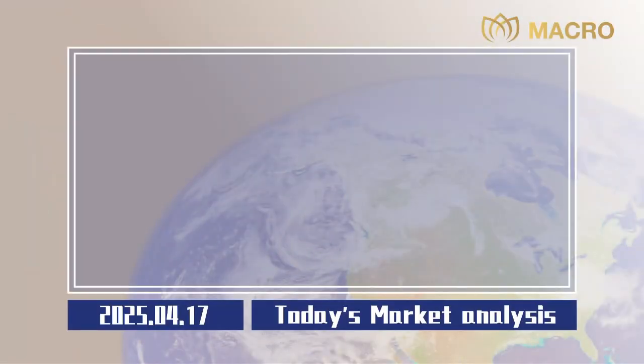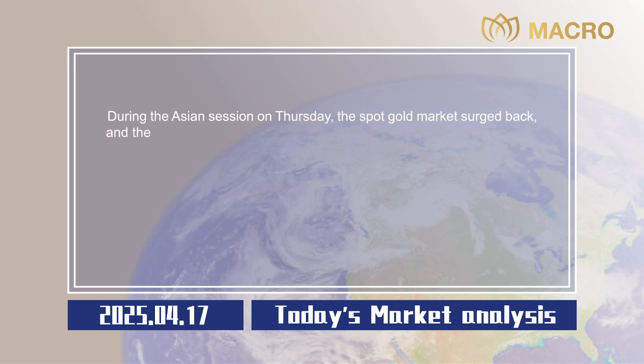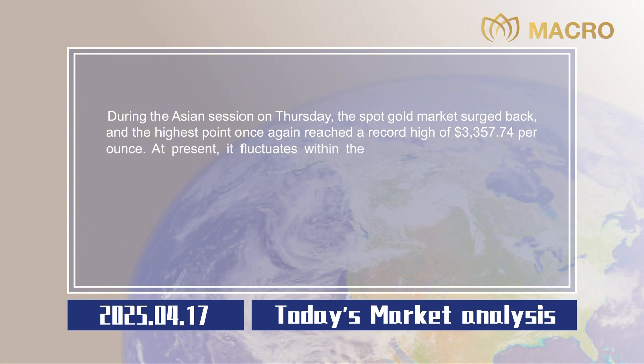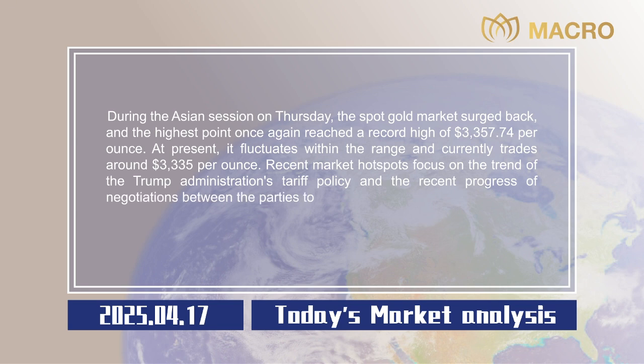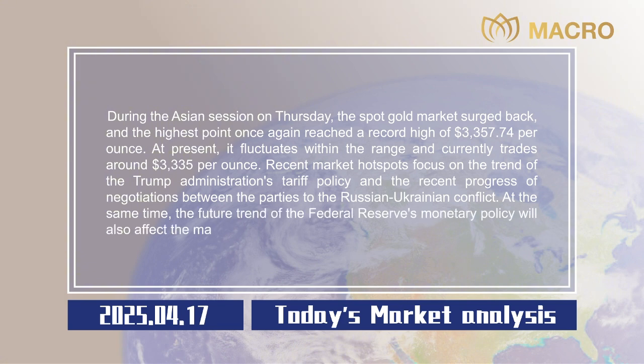Market analysis. During the Asian session on Thursday, the spot gold market surged back, and the highest point once again reached a record high of $3,357.74 per ounce. At present, it fluctuates within the range and currently trades around $3,335 per ounce. Recent market hotspots focus on the trend of the Trump administration's tariff policy and the recent progress of negotiations between the parties to the Russian-Ukrainian conflict. At the same time, the future trend of the Federal Reserve's monetary policy will also affect the market trend.